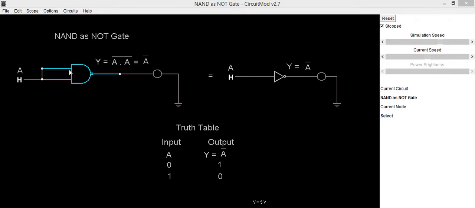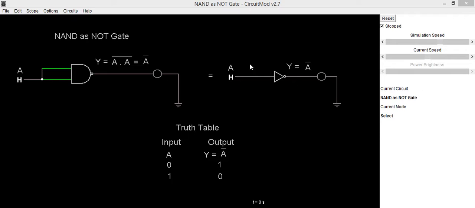So, to find out its output equation, we can write this is the A input. The second input is also connected to A. So, its output will be the complement of A dot A. Using Boolean expression, we can reduce this A dot A to A. So this output equation Y becomes A bar.